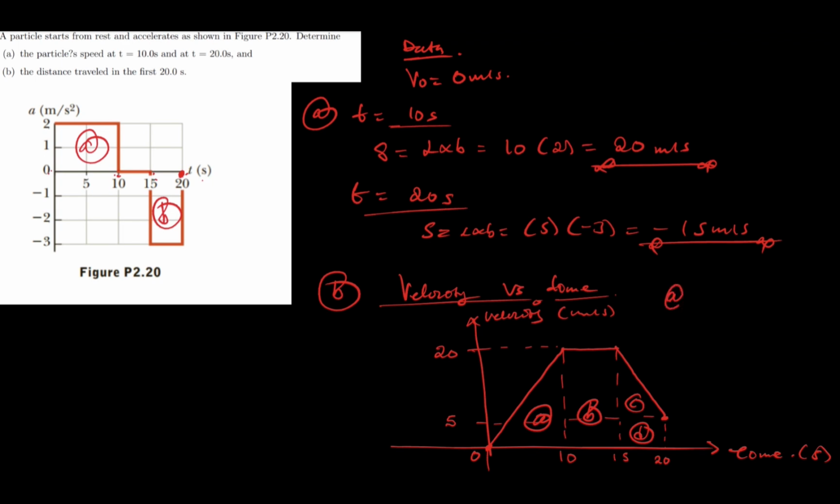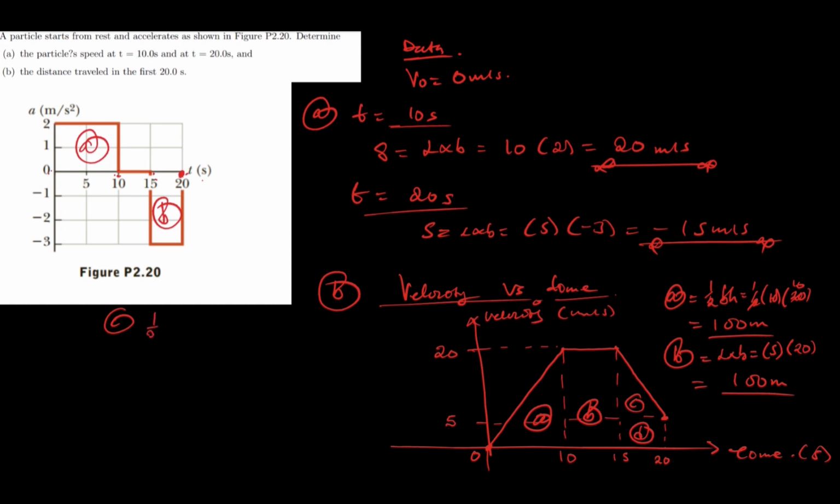So shape A, we know this is half base times height. So it's half, the base is 10, the height is 20. So this cancels with that, and I have 10 times 10, that's 100 meters. For shape B, I'm having length times breadth, which gives me the difference here, which is 5, times the height 20, basically gives me 100 meters again.